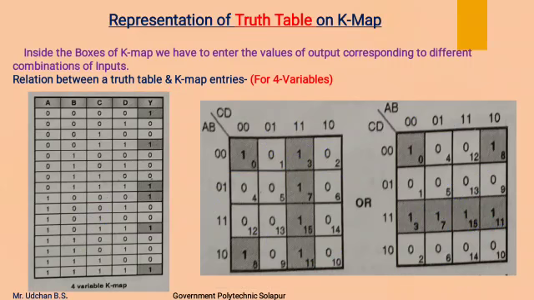Next, we will see the representation of the truth table on the Kmap for 4 variables. Again, this is the truth table for 4 variables, and these are the 2 possible combinations of Kmap for the 4 variables. I will explain for this Kmap how the entries are made for the output values with respect to the various input combinations.